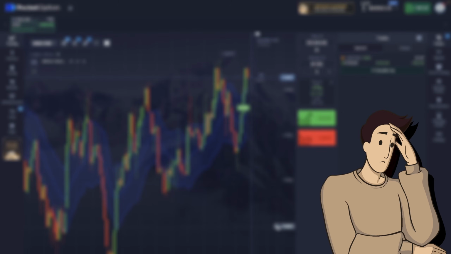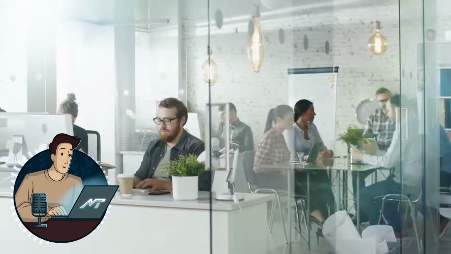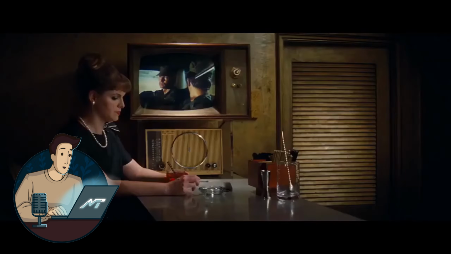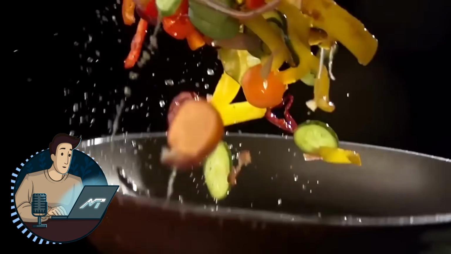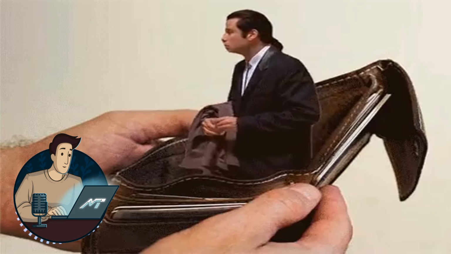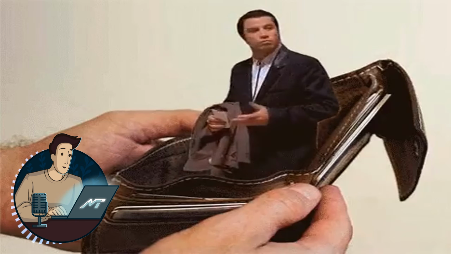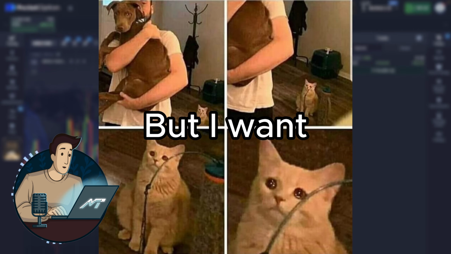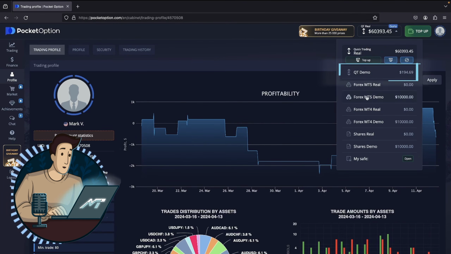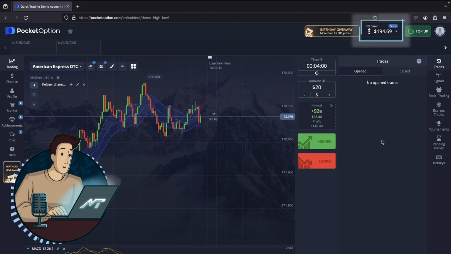I mean, if you want to make money, go work. If you want fun, watch a movie, cook yourself a salad. But don't get into trading without free money you can afford to lose. But I want to learn trading. Well then, open a demo account and learn. Put real money in later. I'm just trying to say, please don't rush.